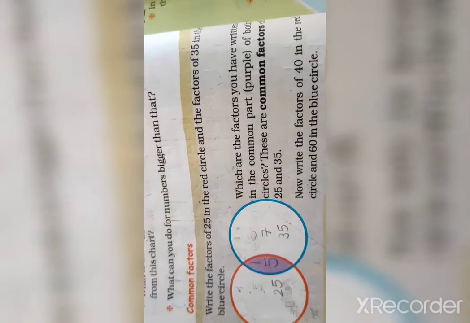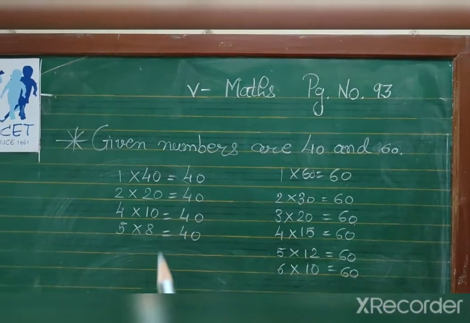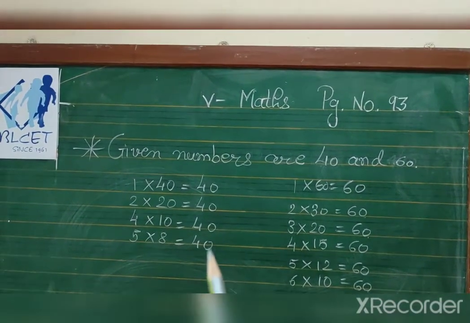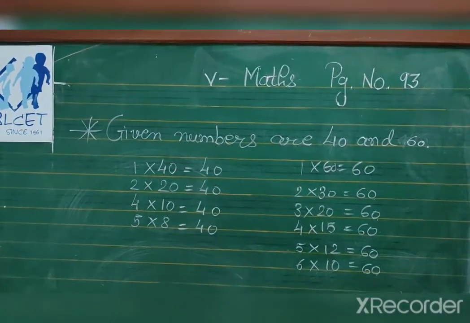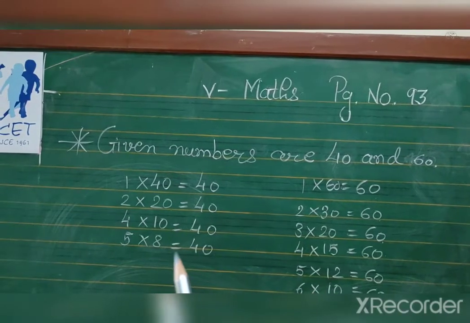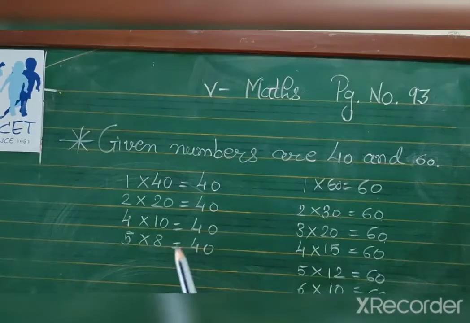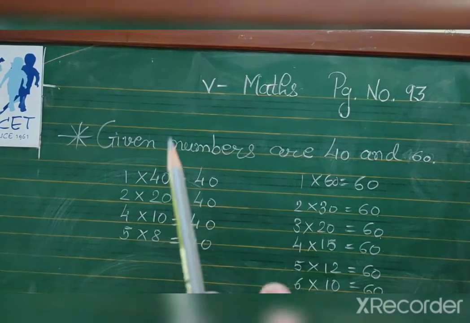Now write the factors of 40 in the red circle and 60 in the blue circle. So this I will teach you on the green board. So factors of 40: 1 into 40, 2 into 20, 4 into 10, 5 into 8. Next number, if you take 6, 40 is not divisible by 6, 40 is not divisible by 7, but 8. So already 8. So you will stop here. So all the factors of 40: 1, 2, 4, 5, 8, 10, 20, 40.